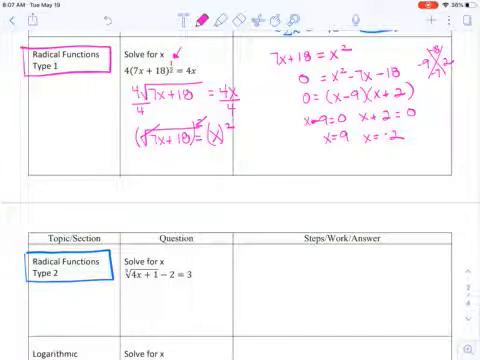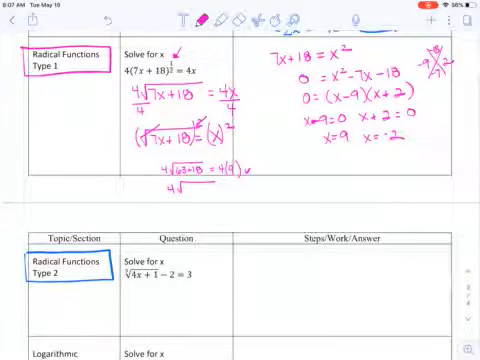So we're going to check that. 4 times the square root of 63 plus 18 is the same as 4 times 9. So let's double check this. 63 plus 18 is 81. Square root of 81 is 9. Good, that works.